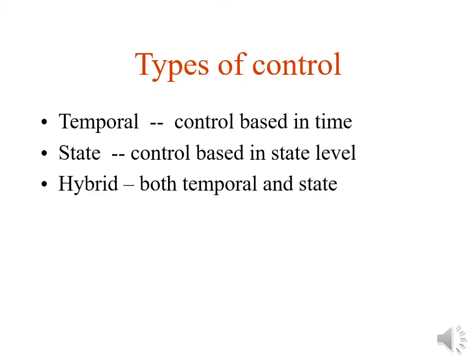There are three types of control. First, we have the temporal control. This is a control based in time. Second, we have the state control. This is a control based in state level. And lastly, we have the hybrid control. This is the control type in which the two other control types are combined. So we have both temporal and state control.